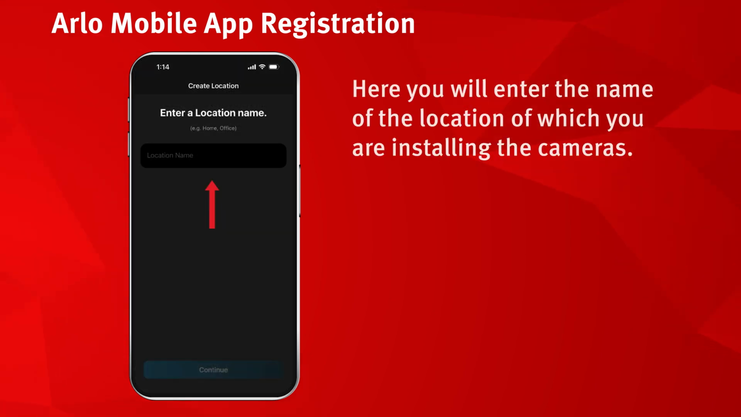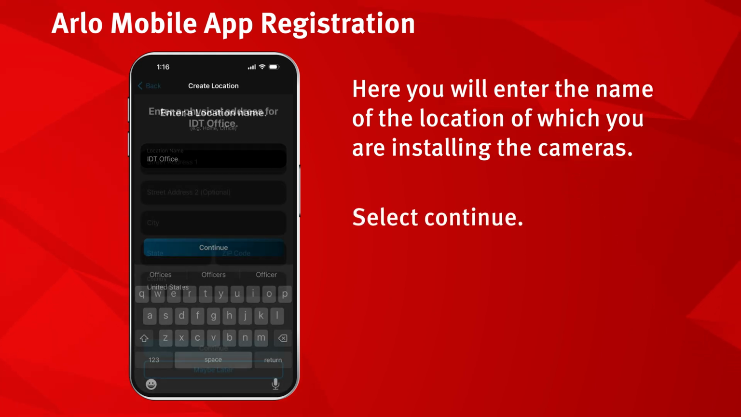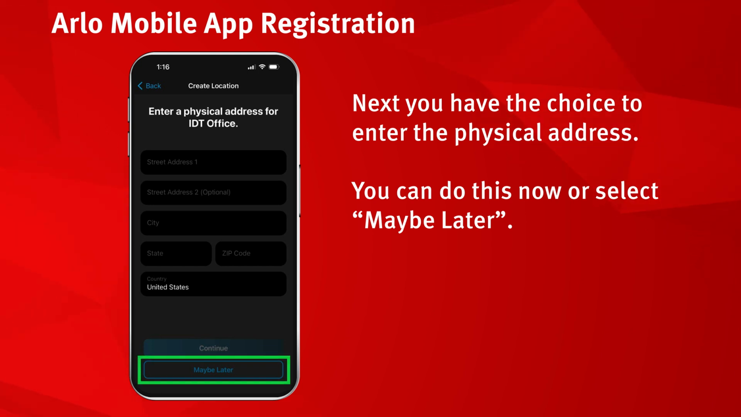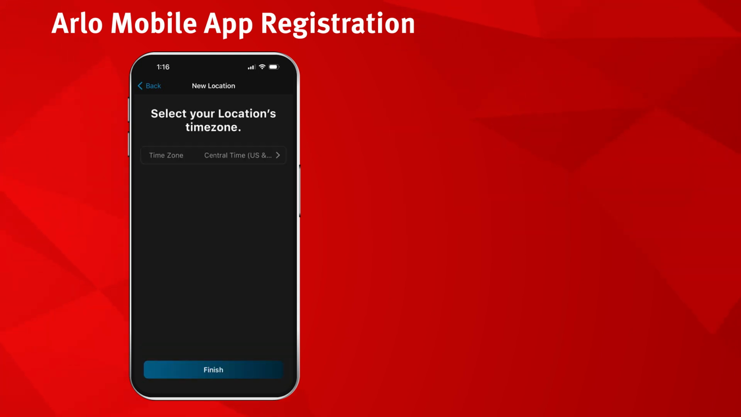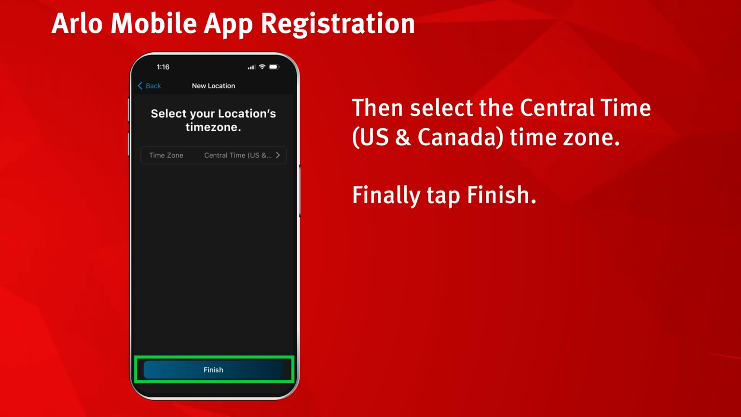Here you will enter the name of the location of which you are installing the cameras. Select Continue. Next, you have the choice to enter the physical address. You can do this now or select maybe later. Then select the Central time zone. Finally, tap Finish.